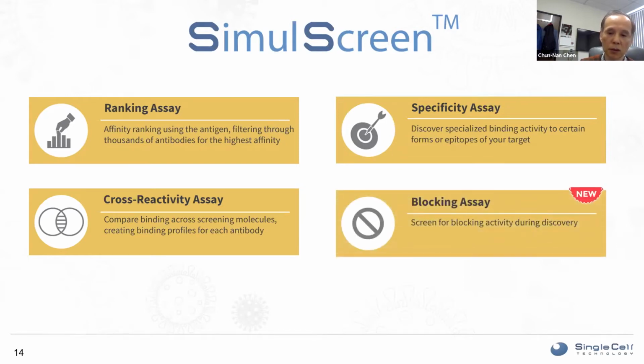And the fourth one is really kind of exciting for us, which was developed last year during the pandemic, the blocking assay. So we can actually screen for blocking activity during this campaign. That allows us to really quickly move from the hit to the lead for given attributes for those antibodies. So I will have another case study for that.